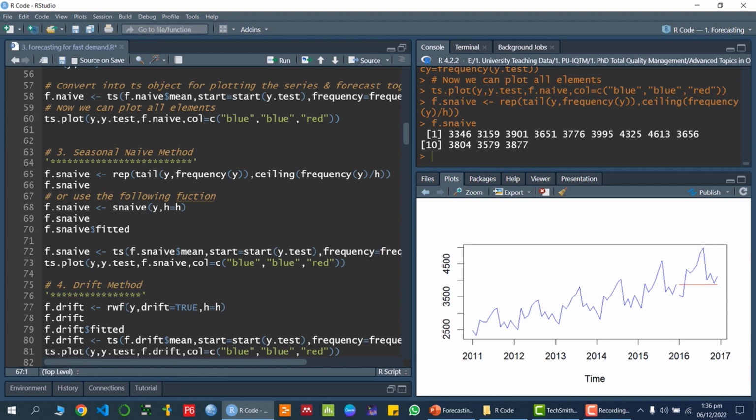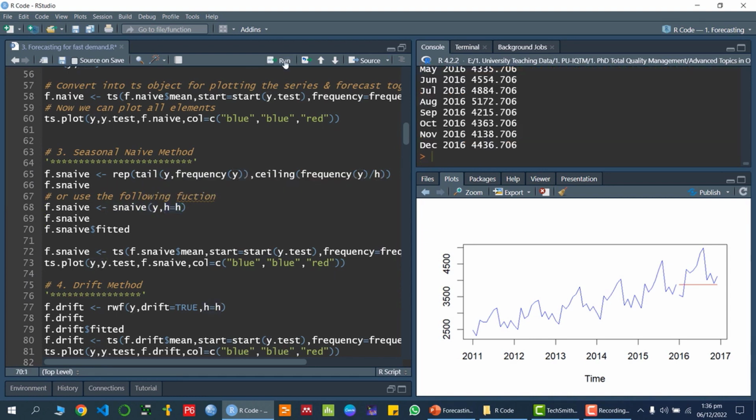Now, if you want to use the proper seasonal naive method, you can use this particular function snaive. This is the original value, this is the forecast horizon. So we can do it this way as well.